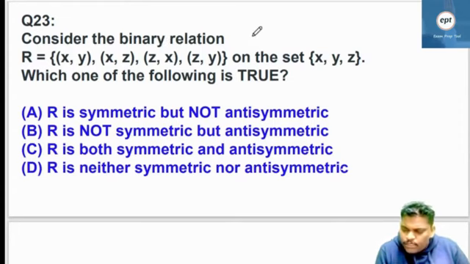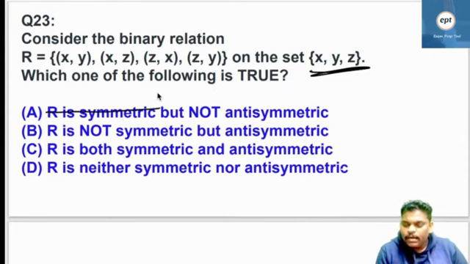Which one of the following is true? Some relation is given: xy, xz, zx, zy, on the set xyz. So is R symmetric? If symmetric, xy is there, so yx should also be there. No, R is not symmetric. R is not symmetric, but is it anti-symmetric?